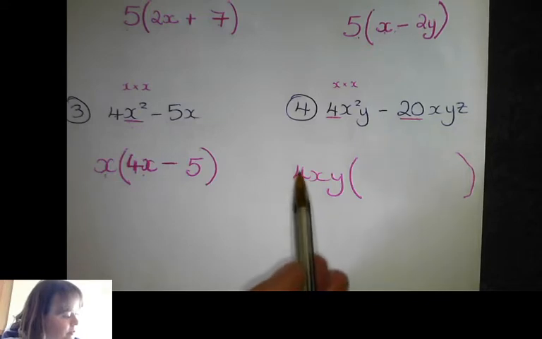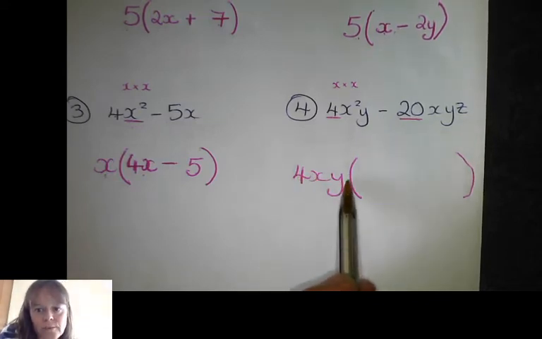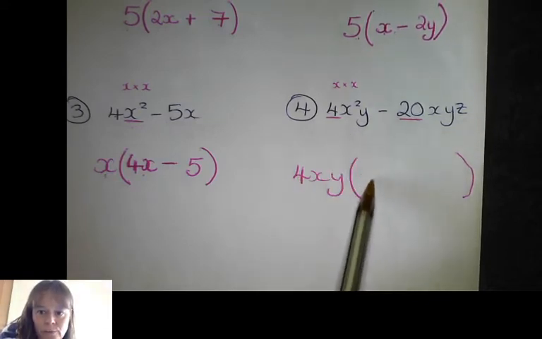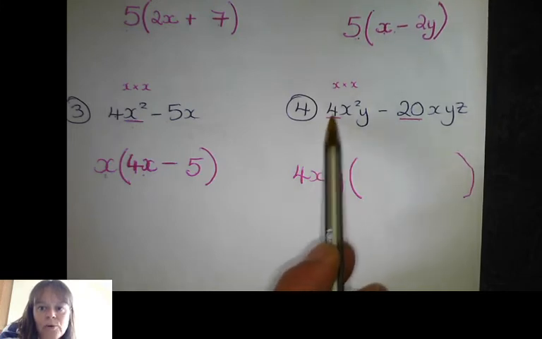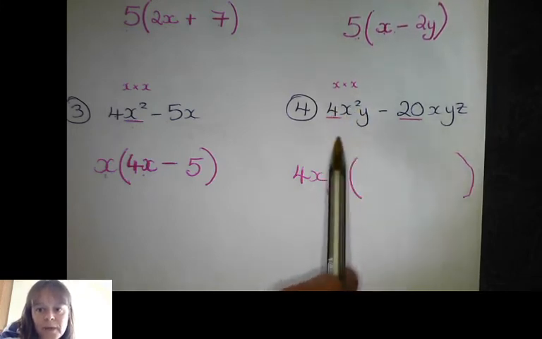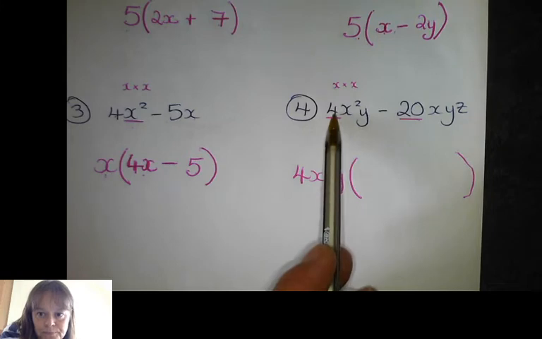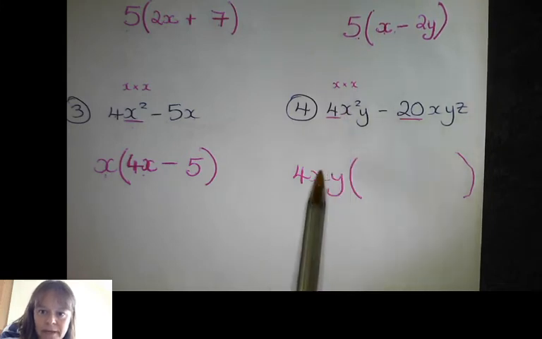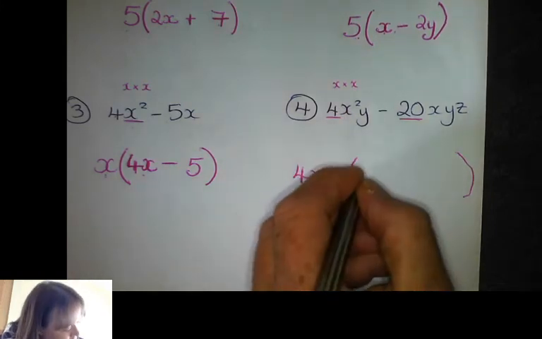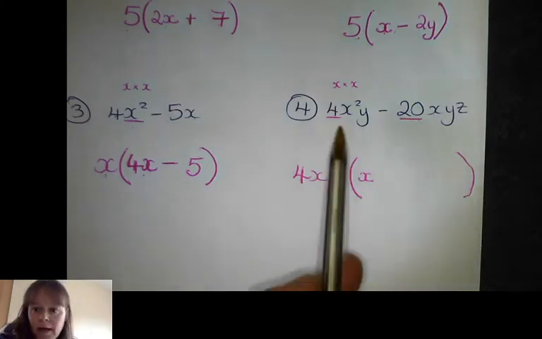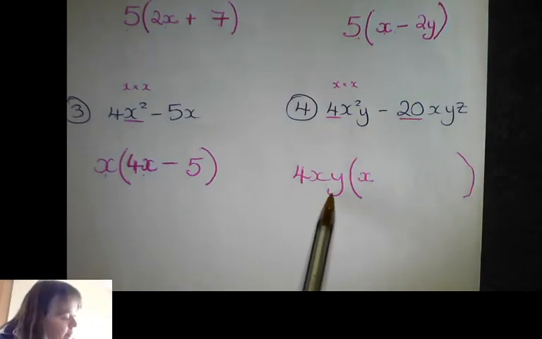So out the front I've got a 4, an x and a y. But what I'd like to know is, what do I multiply that by to make 4x squared y? Well, I've got the 4. I need x times x, and I've only got one of them, so I need another x. And I've got the y, so I think I'm finished.